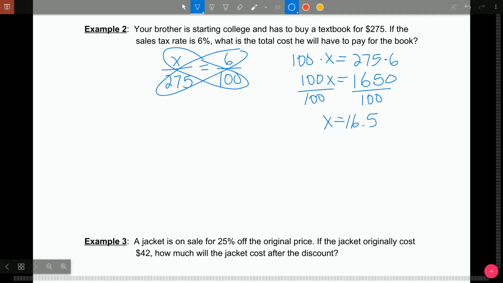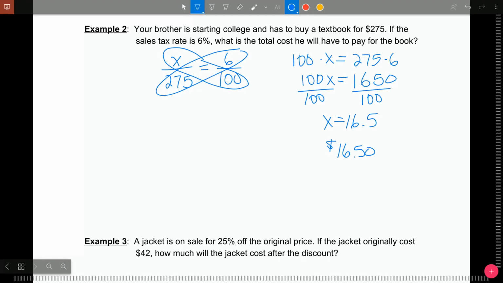Now we want to write our answer in terms of money. So money, we always have 2 decimal places. So if we think about what would come after that 5, it's always going to be a 0 if there is no other number there. So basically our tax is going to be $16.50.